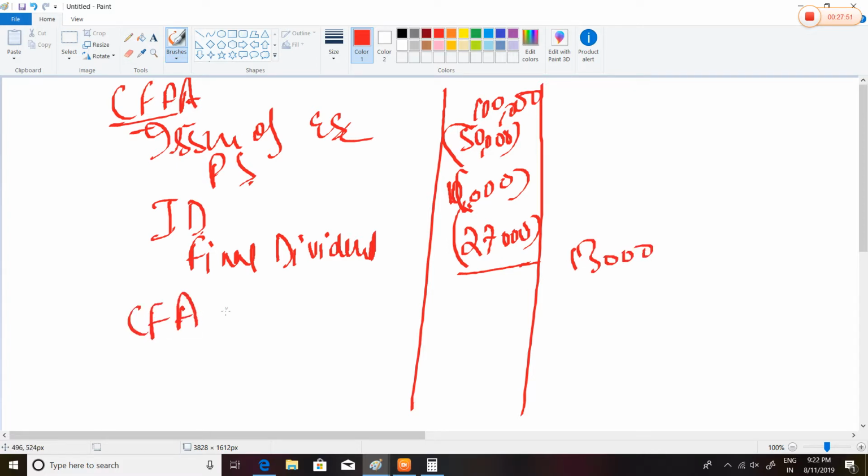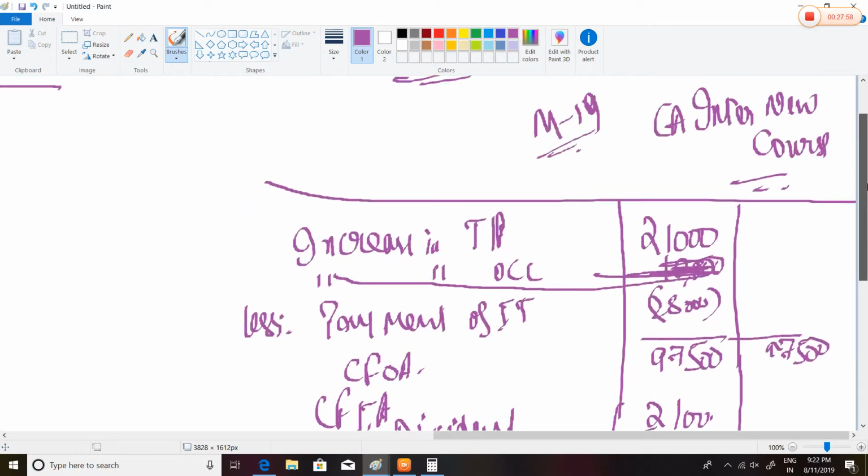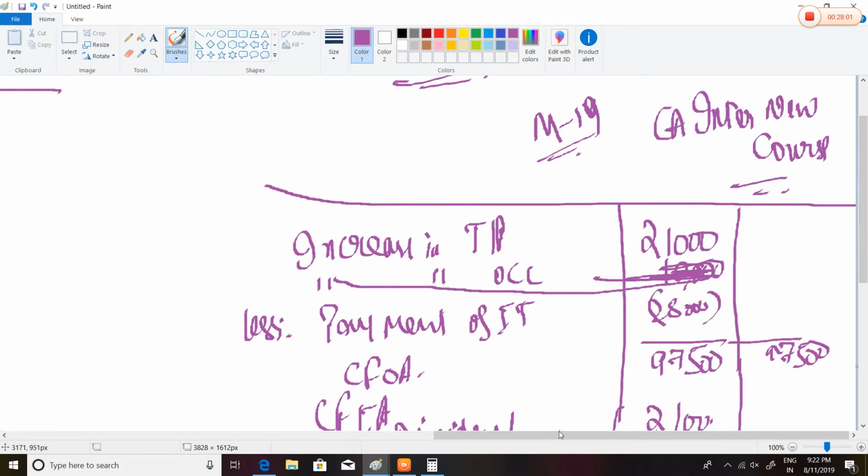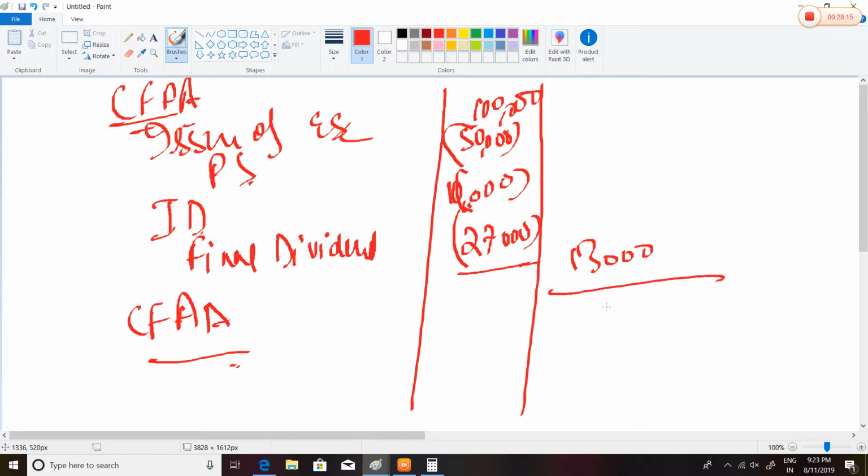Cash from all activities. 13,000 minus plus 19,000 is the amount. 14,000 plus 97,500 minus 95,500, 15,000 is the amount. Sorry for the mistake. 15,000.